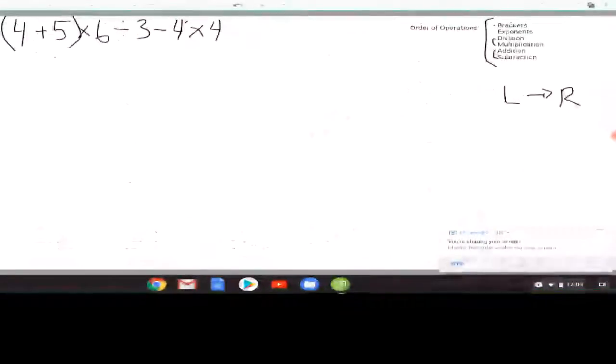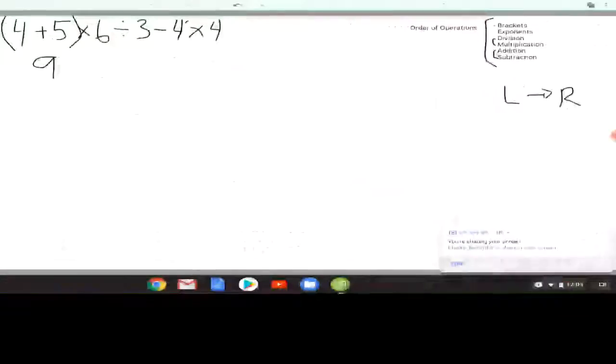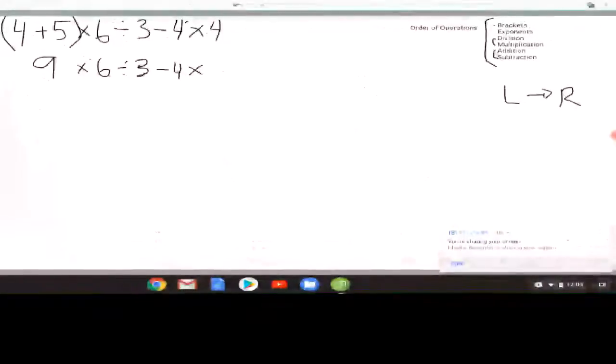So that's the first thing we're going to do. 4 plus 5 is inside the brackets. We need to add these first. 4 plus 5 equals 9. And then we just take the rest of the question and bring it down. So now we have, instead of 4 plus 5 times 6, we have 9 times 6 divided by 3 minus 4 times 4.